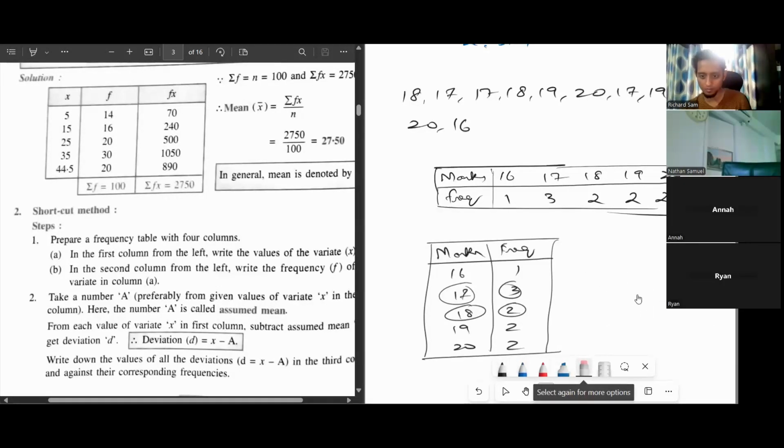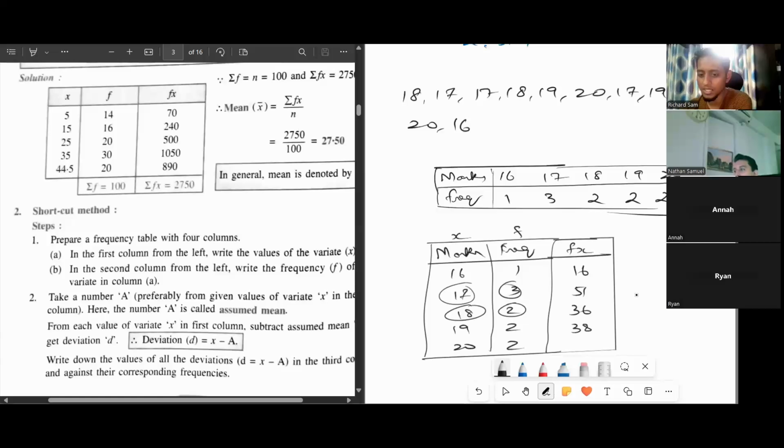We'll make a new column where we are going to multiply those values. This marks column we will call X, and the frequency we'll call F. So this new column will be Fx, where we multiply the marks into the frequency. So first we'll have 16 into 1, which is 16; next 17 into 3, 51. Then 18 into 2, 36. 19 into 2, 38. 20 into 2, 40. You see, we're multiplying this to simplify your next step.